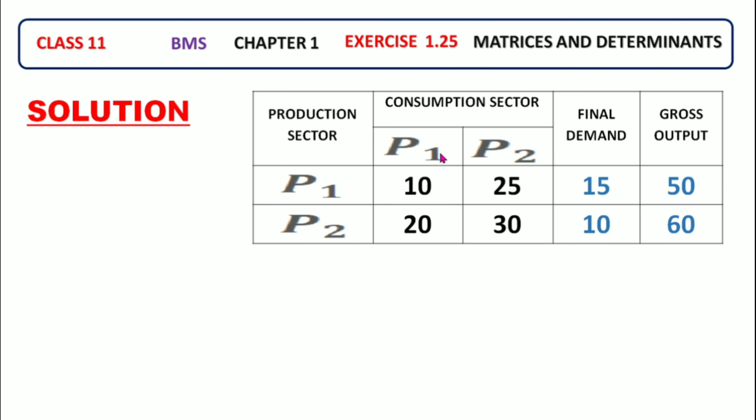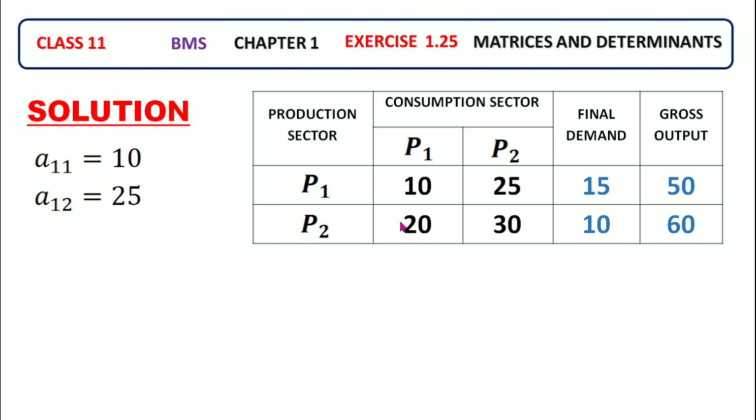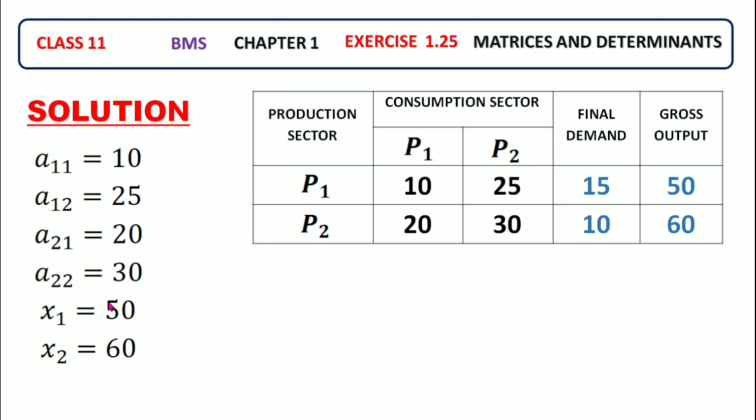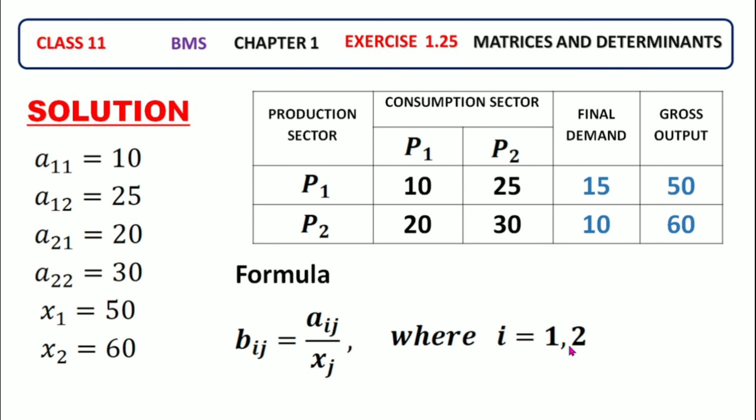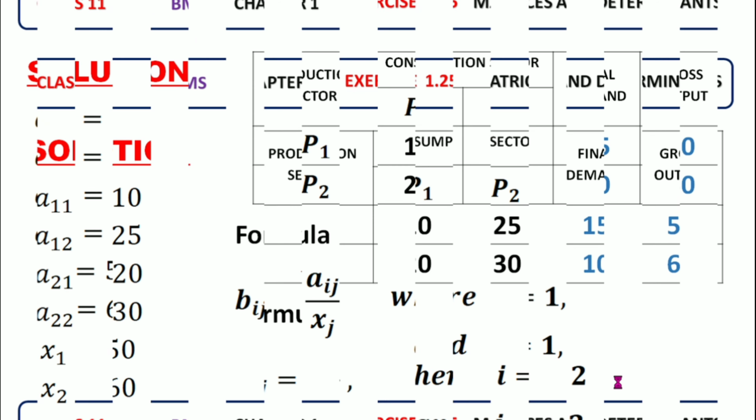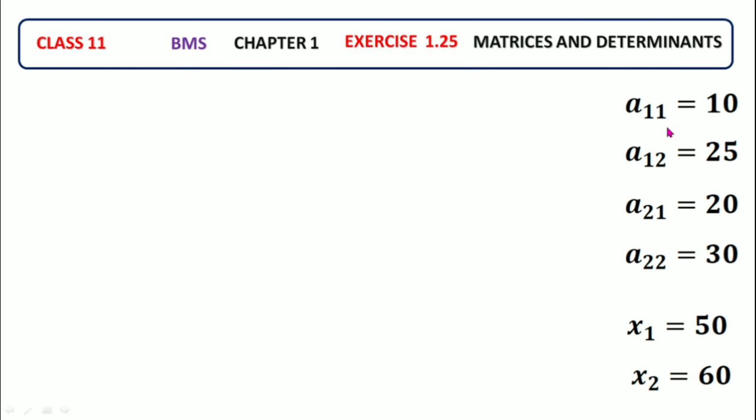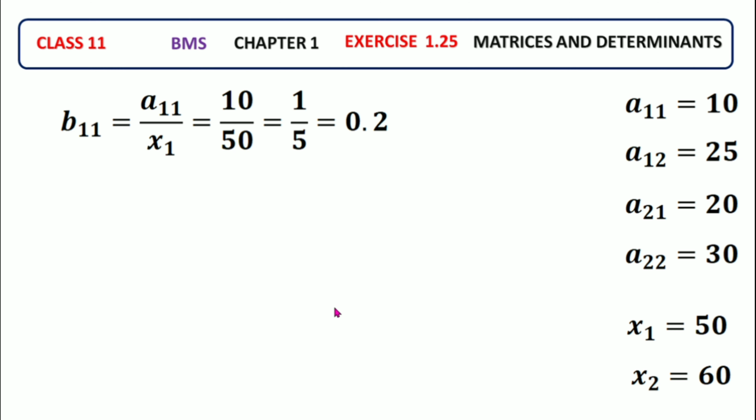Solution. Here is the table. Here let us take A11 equal to 10, A12 equal to 25, A21 entry 20, A22 equal to 30. Here the output value 50, 60. X1, X2 are the output values. Formula to find the Bij, Aij by Xj, where i is equal to 1, 2 and j is equal to 1, 2. Here are the values of A11, A12, A21, A22, X1, X2.